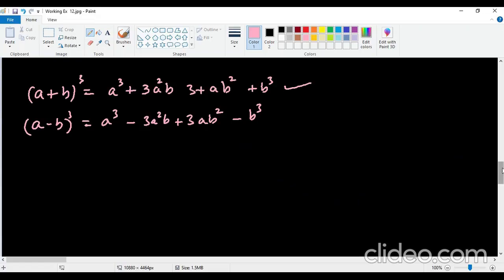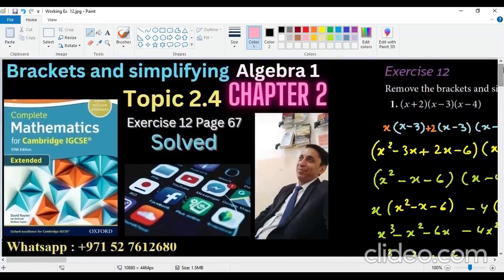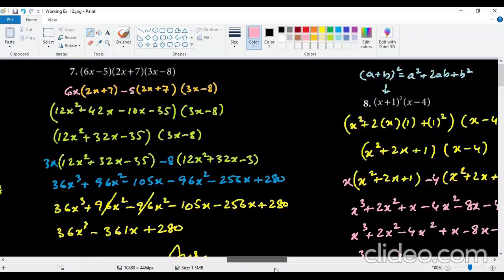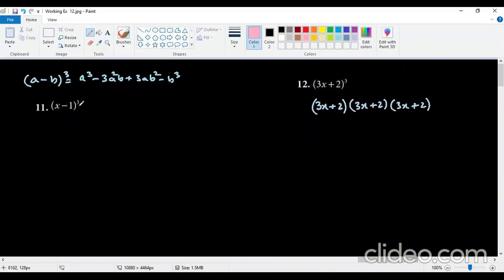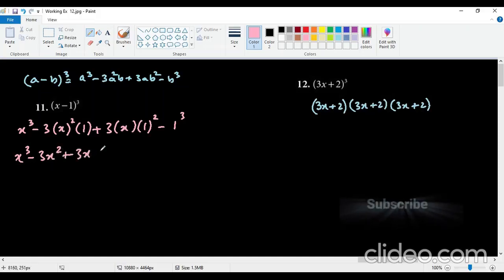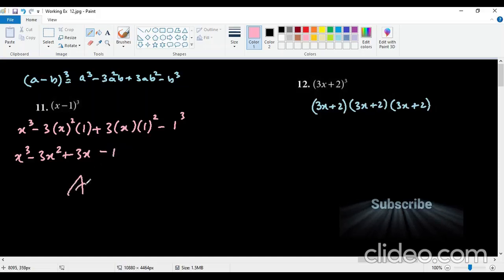Now, here what we have is x minus 1 whole cube. Consider x as A and 1 as B. So what will I write here? x cube minus 3 x squared times 1, plus 3 x times 1 squared, and minus 1 cube. Now simplification is going to give you x cube minus 3x squared plus 3x minus 1 as an answer, and you'll get full marks.